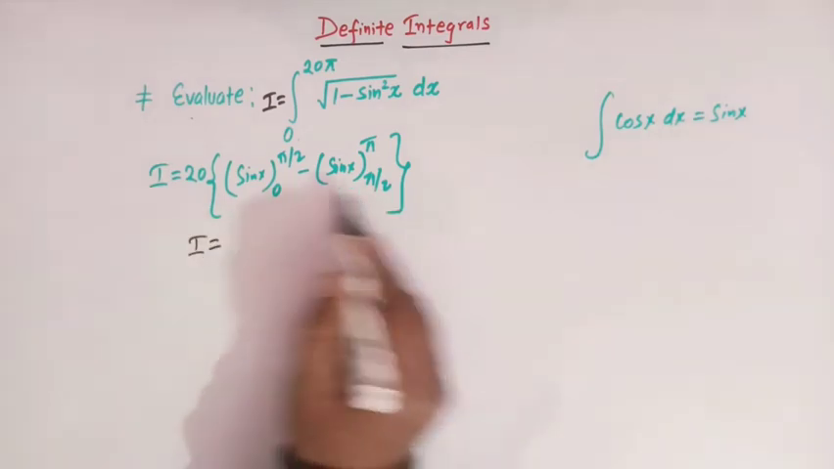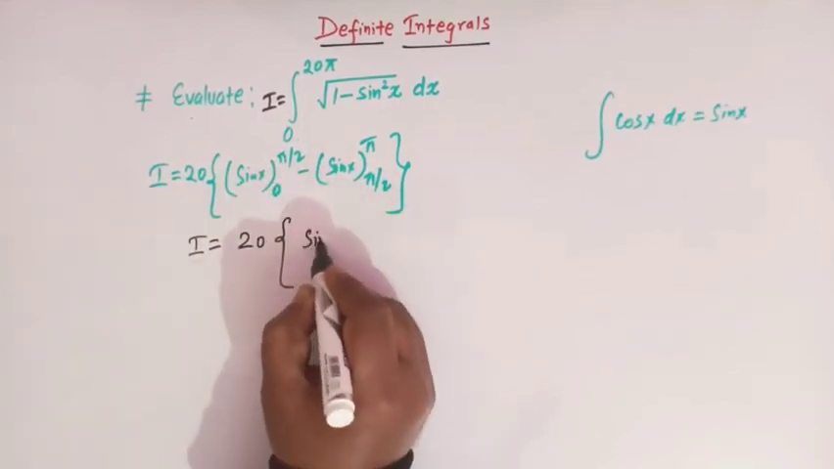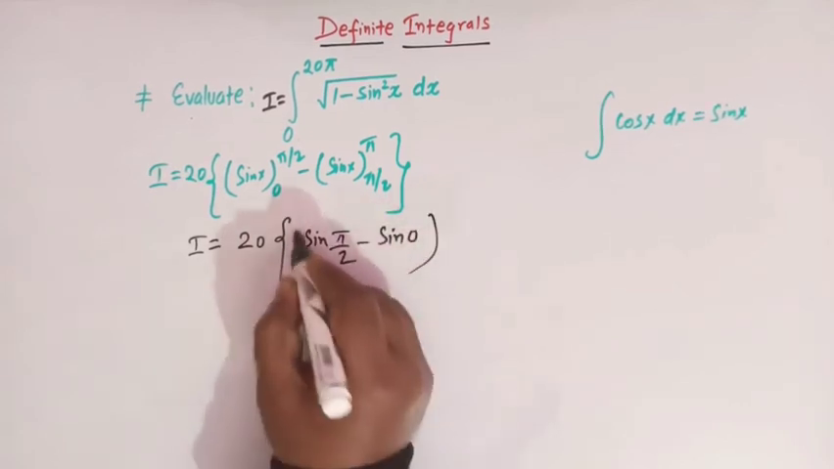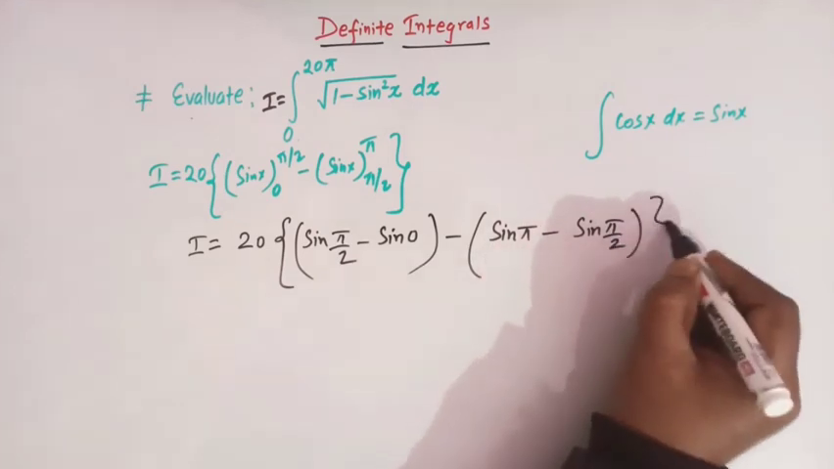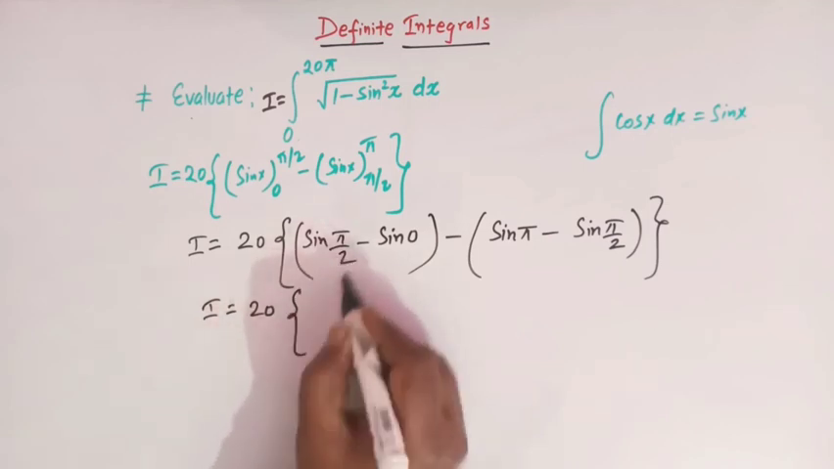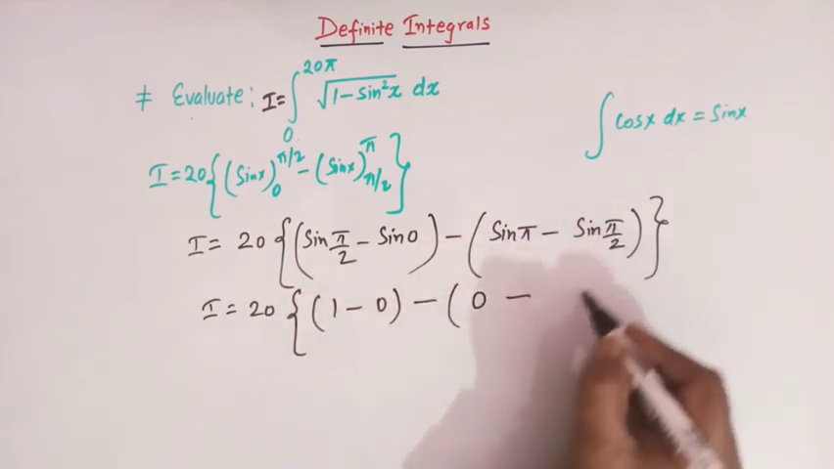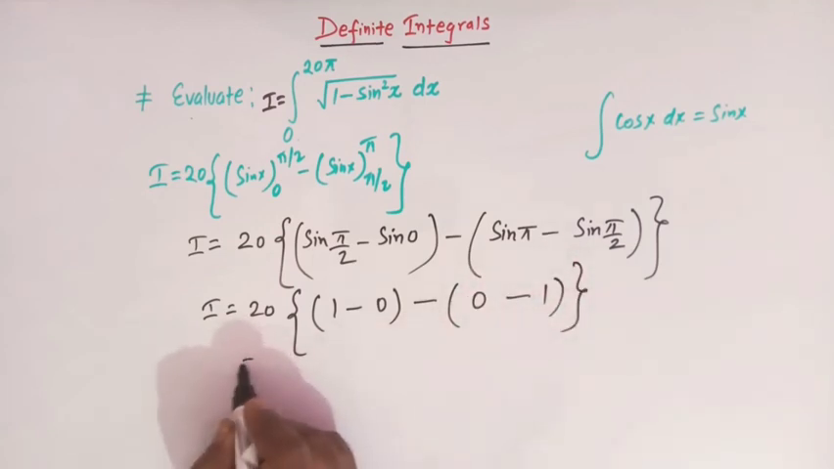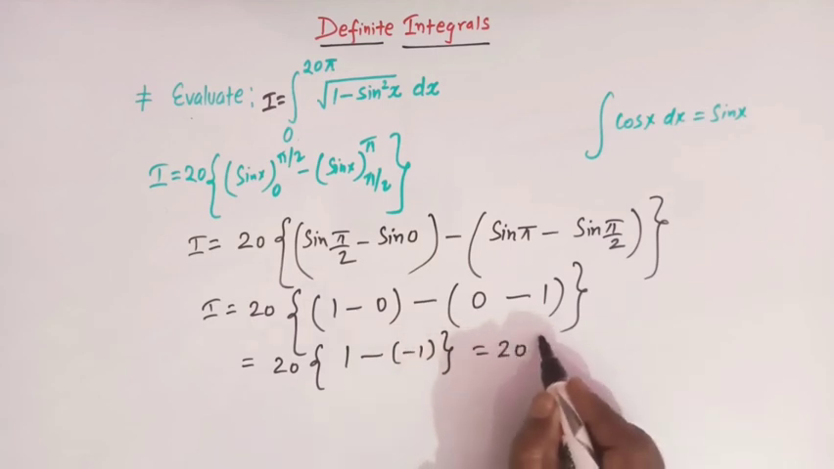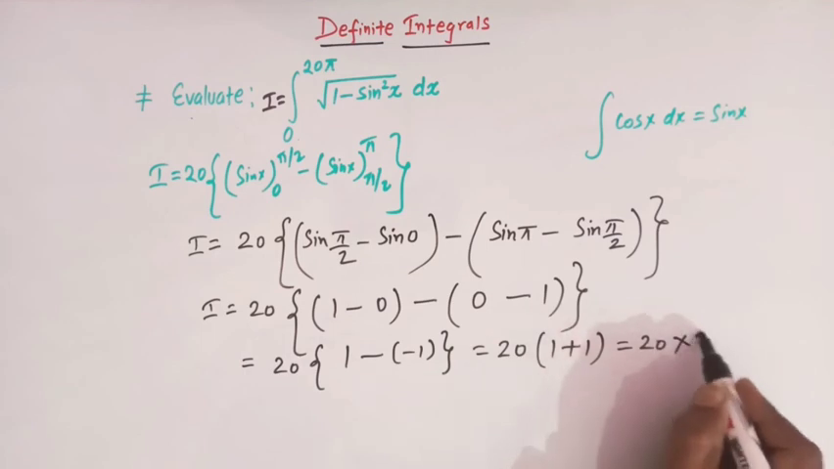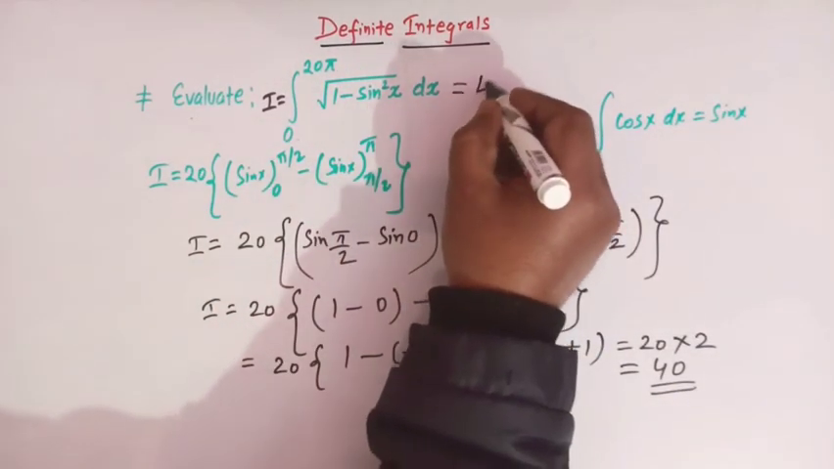So now we have to just simplify it. Now we have 20, and we can substitute the limits here, and we'll take the difference. So we have sine pi by 2 minus sine of 0, and then we have sine of pi minus sine of pi over 2, right? And from trigonometry we know that the value of sine pi by 2 is 1, sine 0 is 0, sine pi is 0, sine pi by 2 is 1, and now this is 20 times 1, here we have minus 1, and this is 20 times 1 plus 1, and this is 20 times 2, that is 40, right? So viewers, the value of this integral is equal to 40, right?